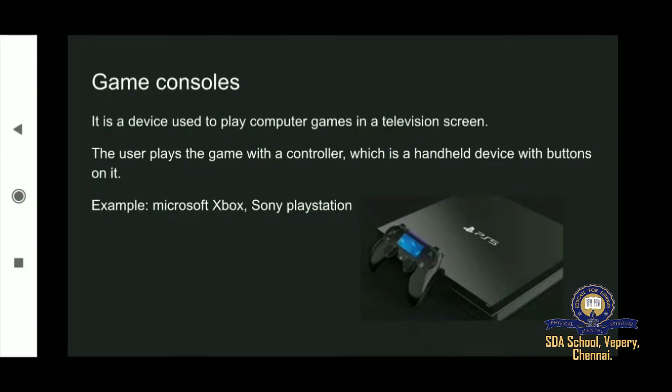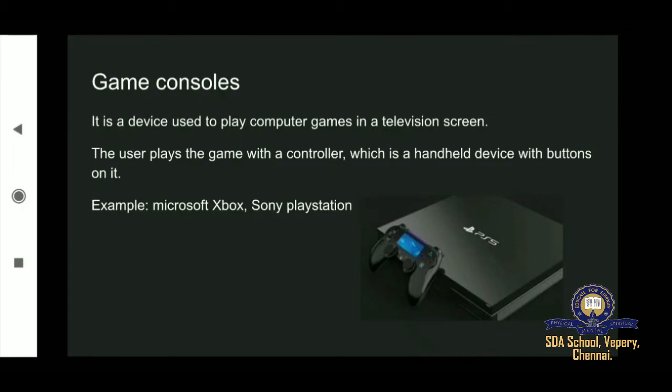Some of you must know about this if you like playing games on your computer. It is a device used to play computer games on a television screen. You connect the joystick, or whatever device you are using to play the computer game, to the television, and you can download the game and start playing.